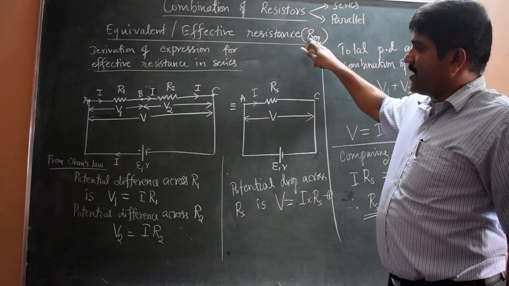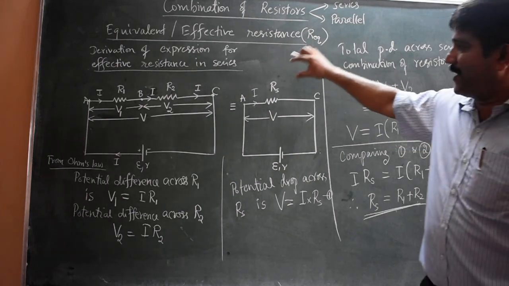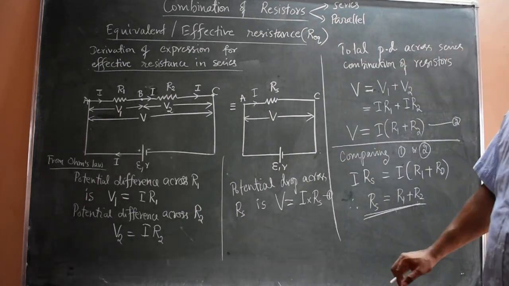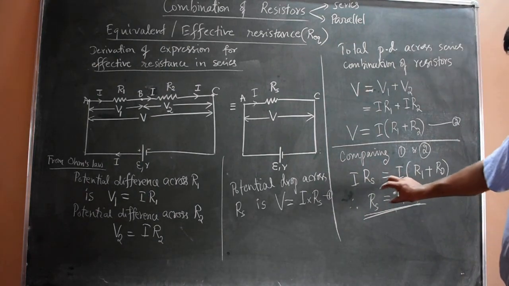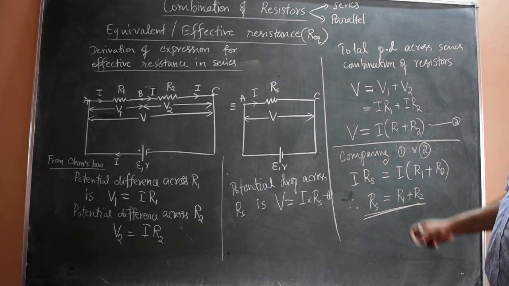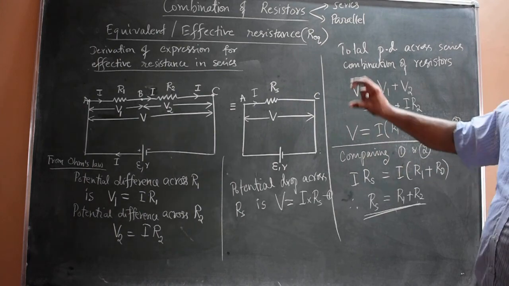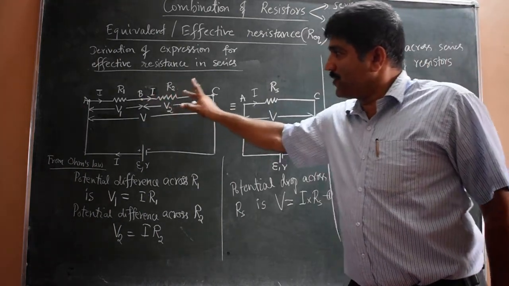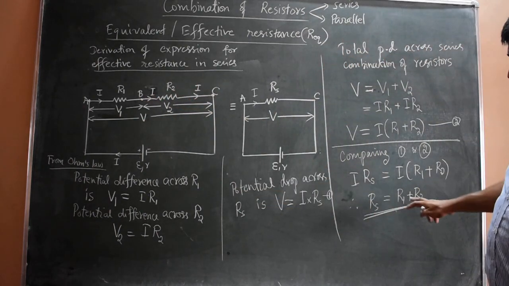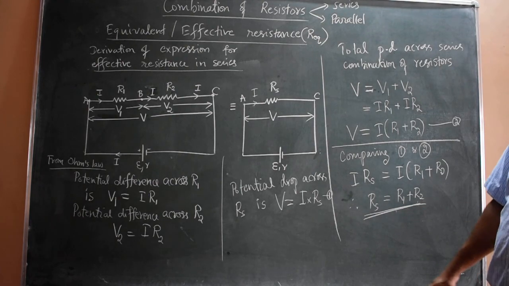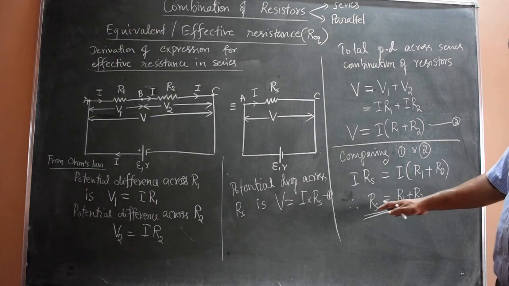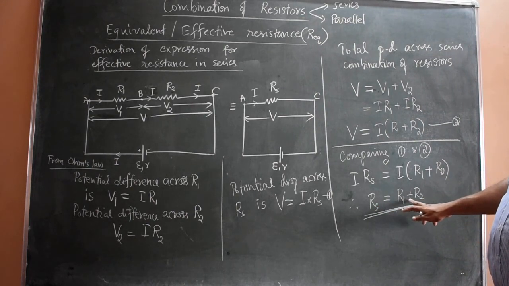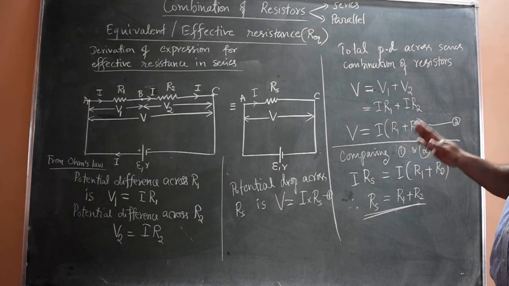We can write REQ also. RS is the particular value in series combination. If it is parallel, we write RP. So we observe that the total or effective or equivalent resistance of a series combination of two resistors here is the sum of the individual resistances. In case of series combination, the effective resistance is equal to sum of the individual resistances.